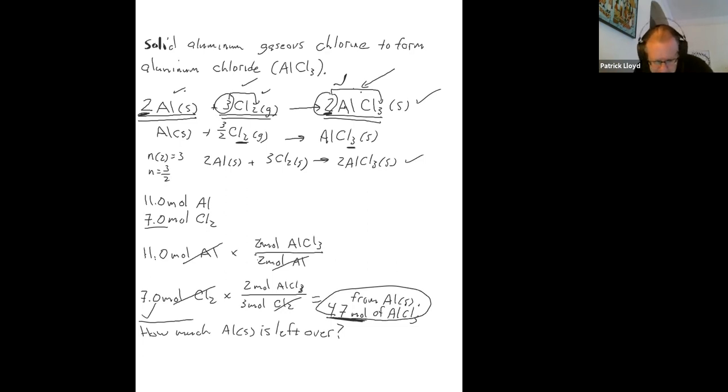What we know is that 7 moles of chlorine gives you the 4.7 moles of aluminum chloride. So that's how much chlorine was used. If that's how much chlorine was used, how much aluminum would have been used? So the first step is how much aluminum would be used if 7 moles of chlorine was used.